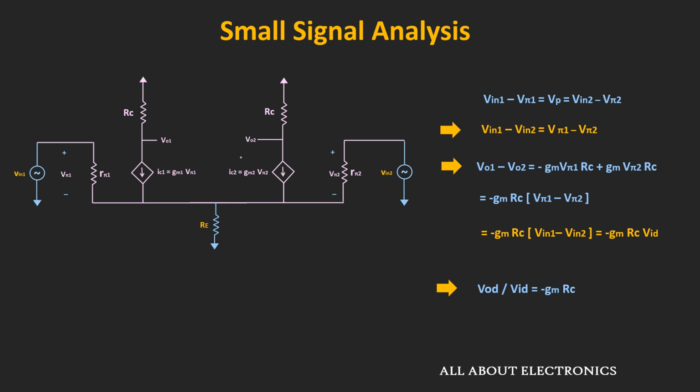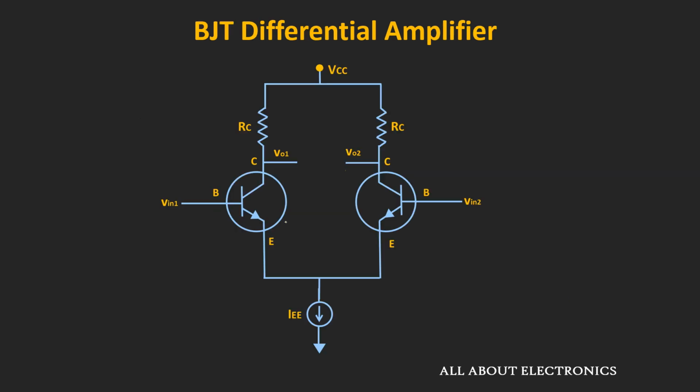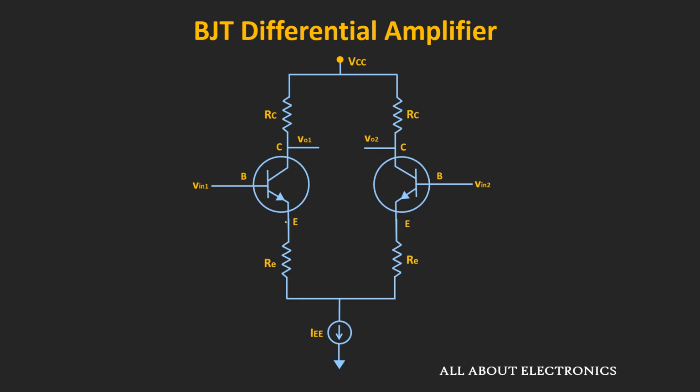And if required, you can pause the video and check the following steps. Now in the previous video, during the large signal analysis, we have discussed that the differential amplifier works as an amplifier only when the differential input is very small. But the range of this differential input can be increased by adding the emitter resistor at both transistors. But the drawback is that the differential gain of the amplifier will reduce. So let us understand it using the small signal analysis.